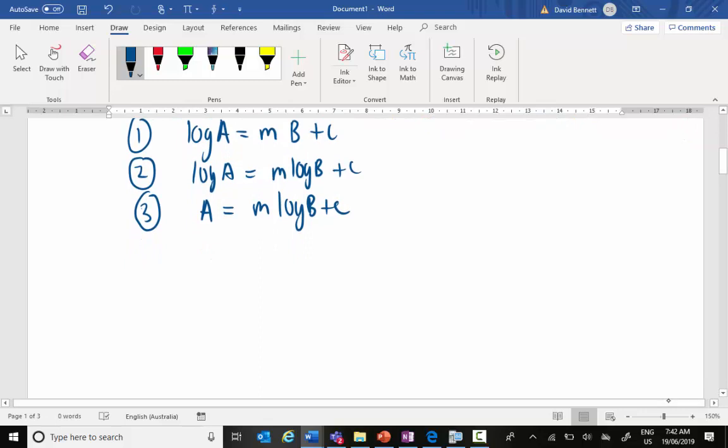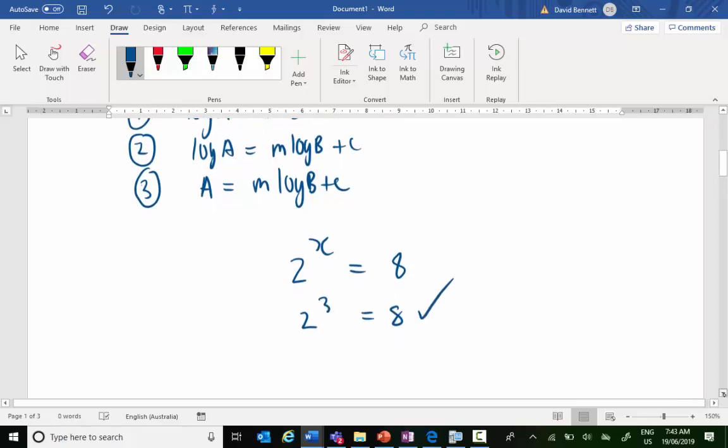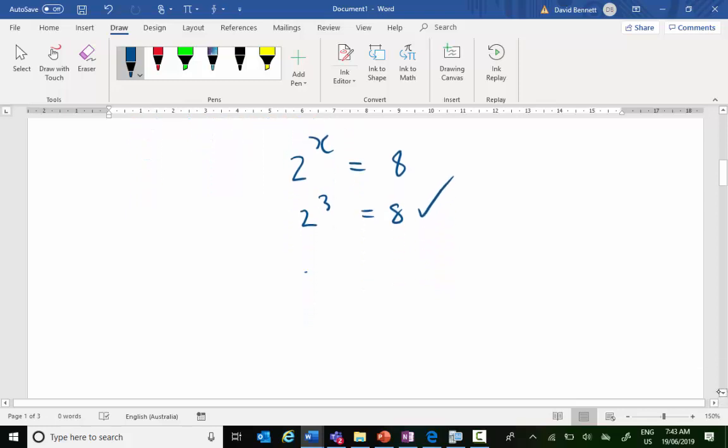Probably for me, the main thing that I actually want to use logs for is to solve things. This is the question that probably gets me the most. If I had 2 to the power of x equals, say, 8, then that's easy, because I know 2 to the power of 3 is equal to 8, so x is 3. I'm going to do that by inspection. What happens though when I don't get a number that's easy to work out? If I said to you 2 to the power of x is equal to 7, what's the value of x?